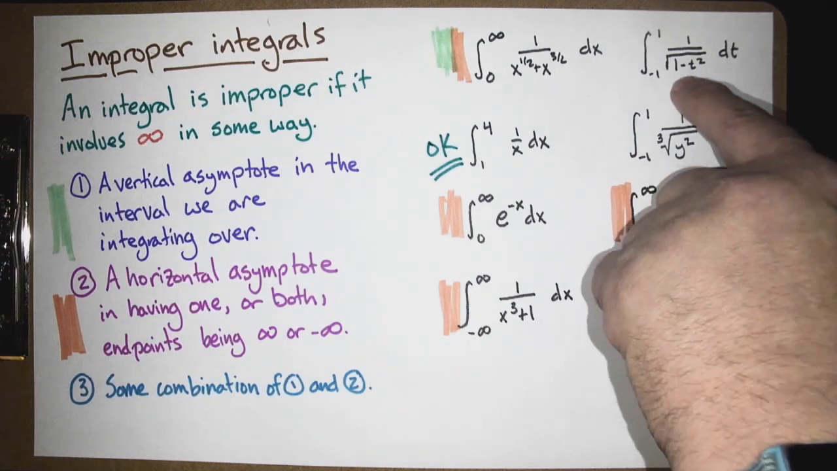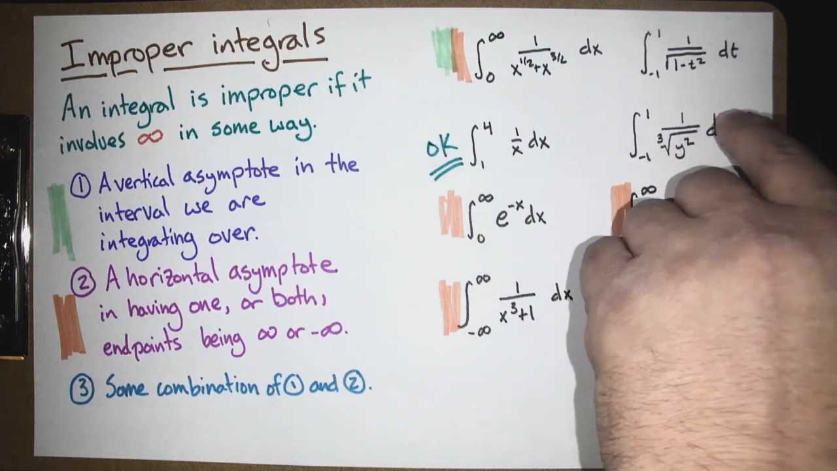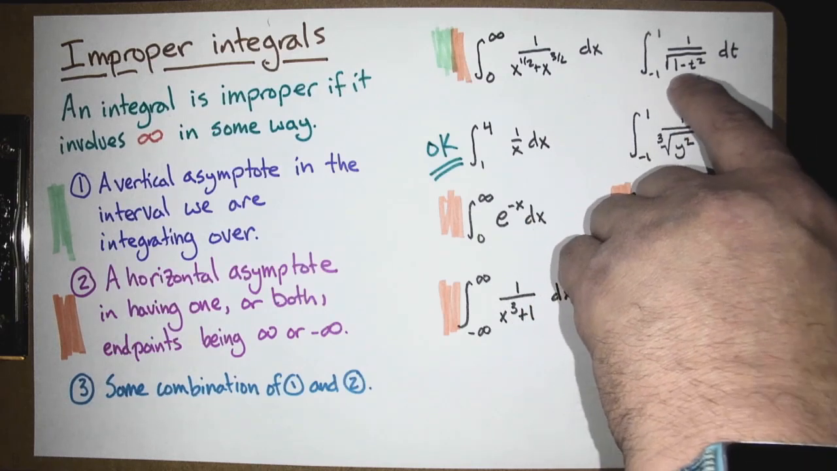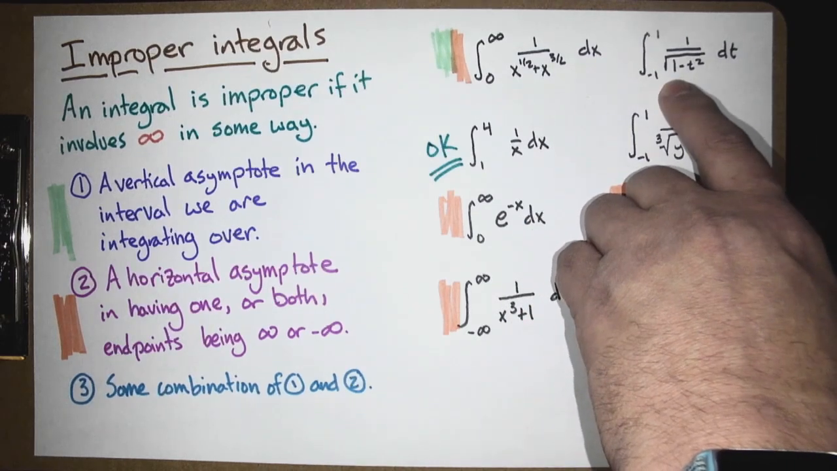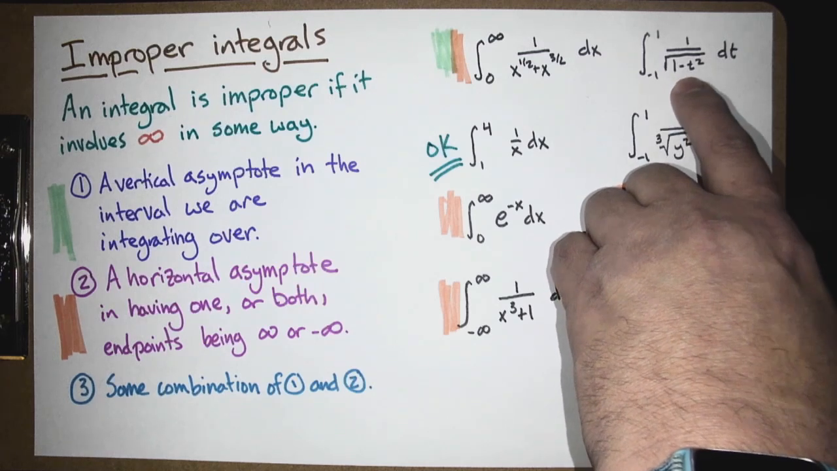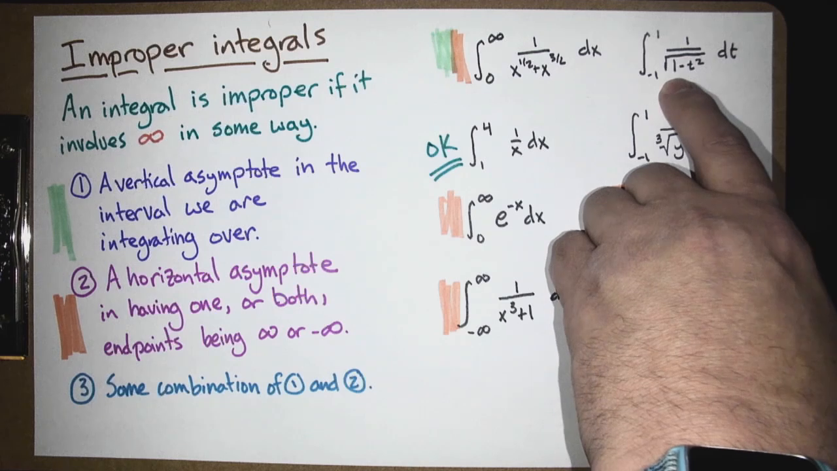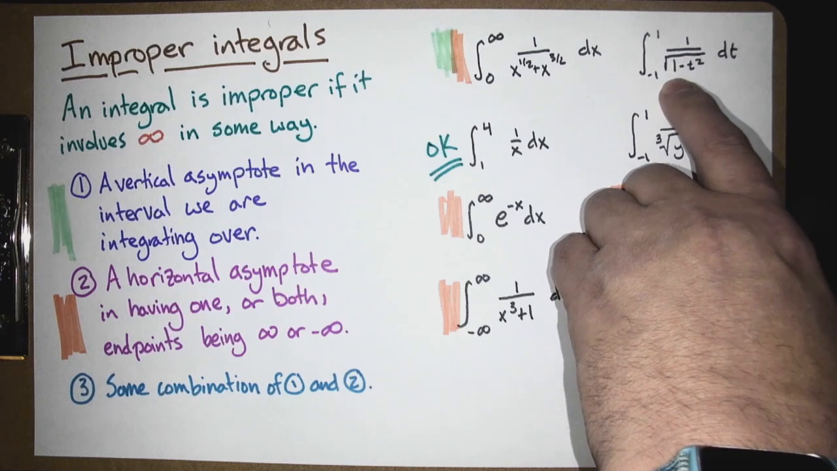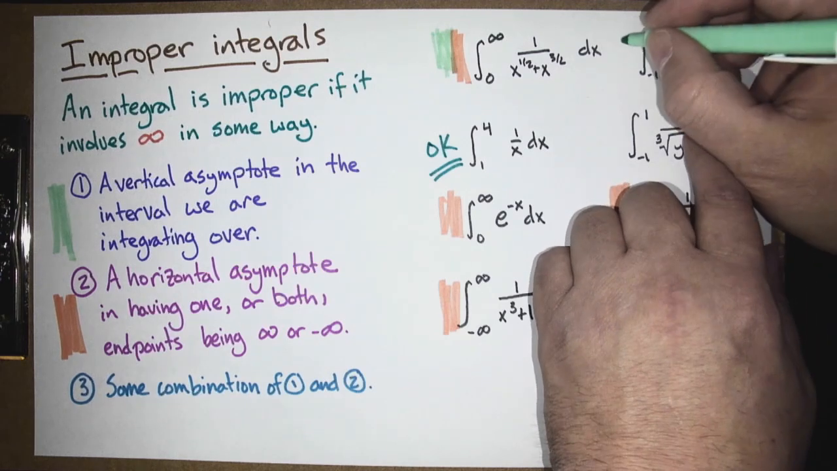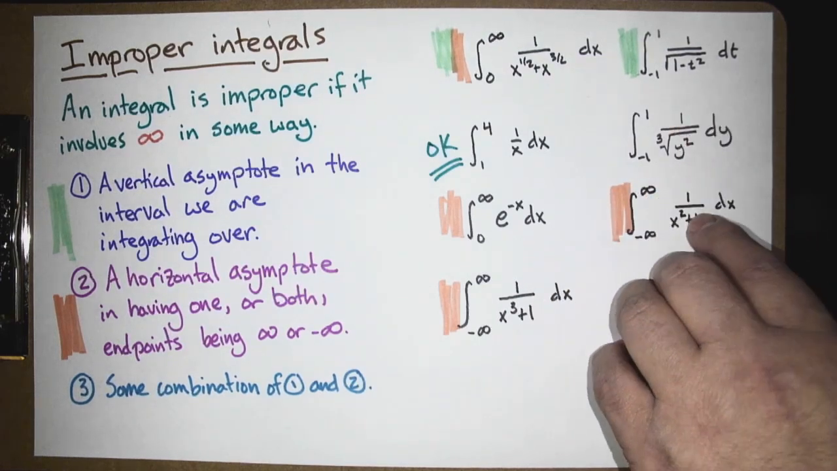All right, how about this one? Integral negative 1 to 1, 1 over square root of 1 minus t squared. Does this have any divide by 0 problems? Yes. Where? At 0? Oh, wait, no, at 1. At 1? Negative. At 1. Anywhere else? And negative 1. So there's actually problems at both endpoints, so we'd have to deal with 2 issues.